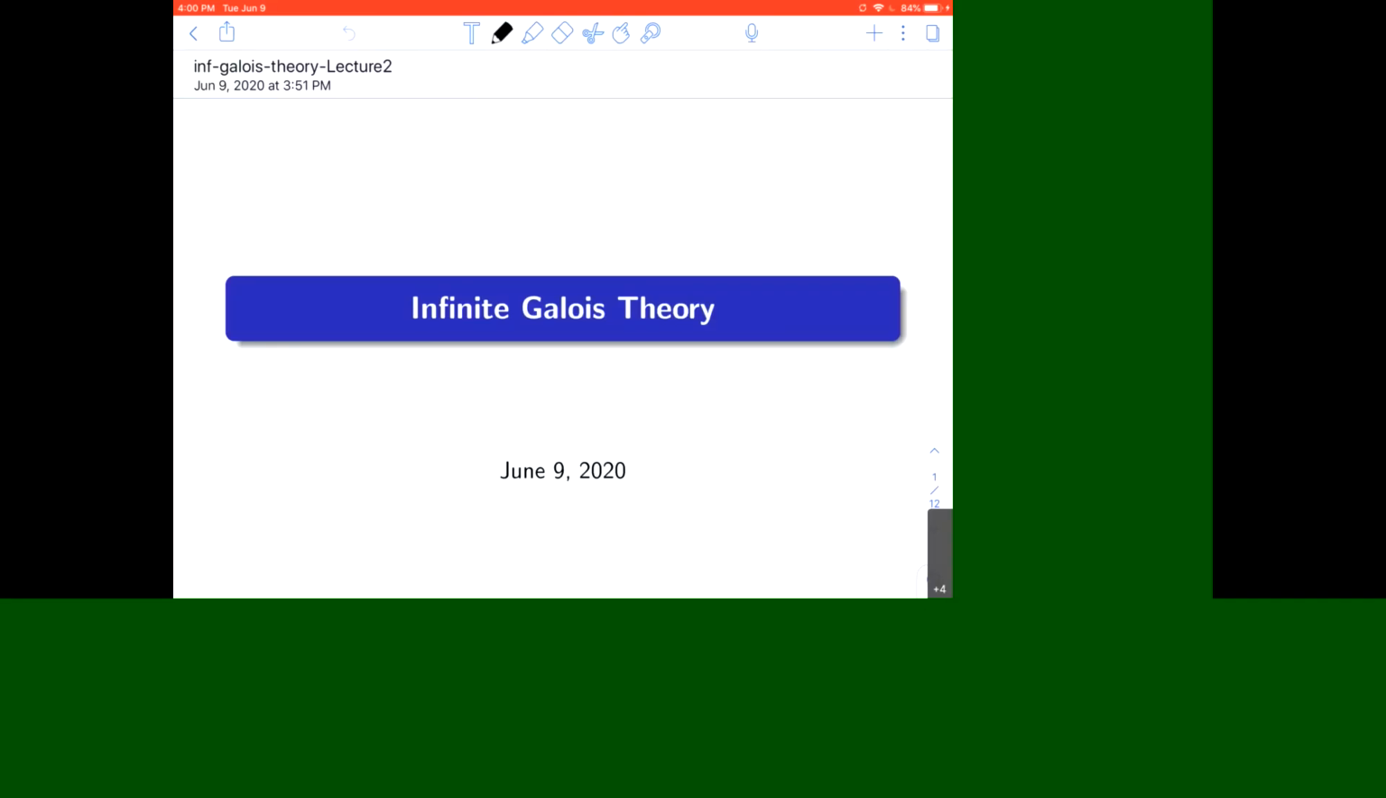Okay, so today, I'll describe what the topology is on Galois groups after reviewing a little bit of what I did last time. I'll ask the host of this session to let me know if there are any questions.